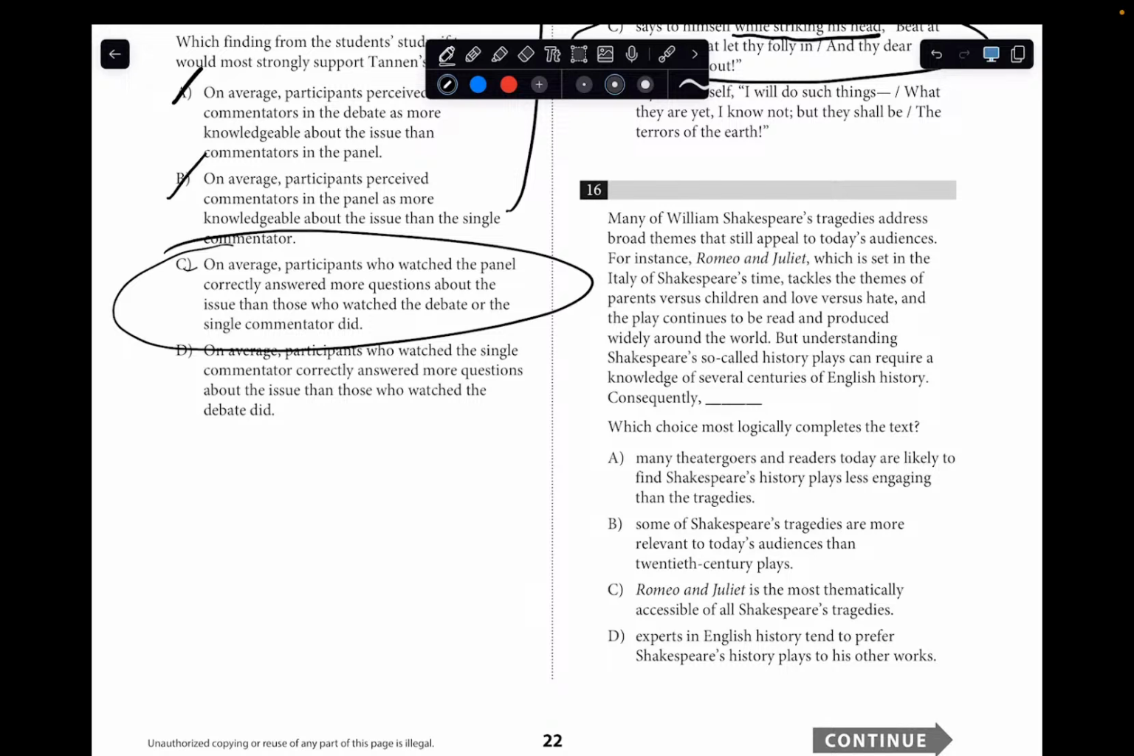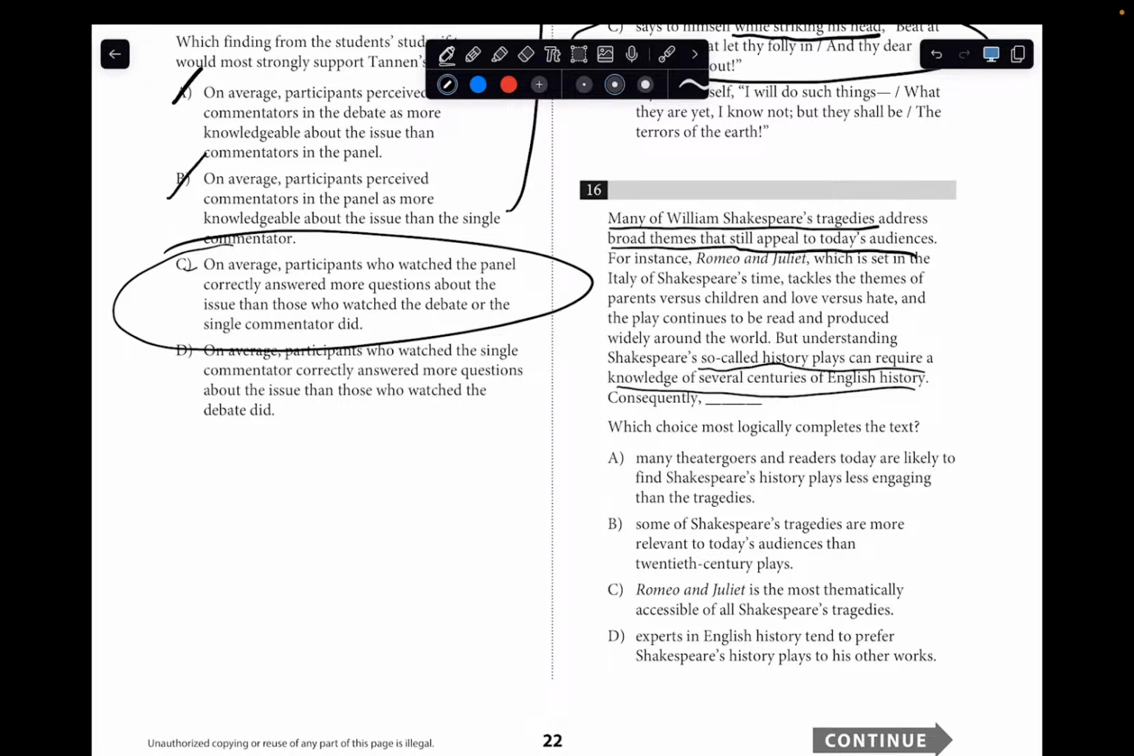So in the first part, they talk about how Shakespeare's plays still have a broad appeal to people today. And they reference Romeo and Juliet, which is a tragedy. And then they contrast that with Shakespeare's other set of plays, which can be categorized as history plays. But the challenging part of the history plays is that, and they close it out, you really need to know several centuries of English history.